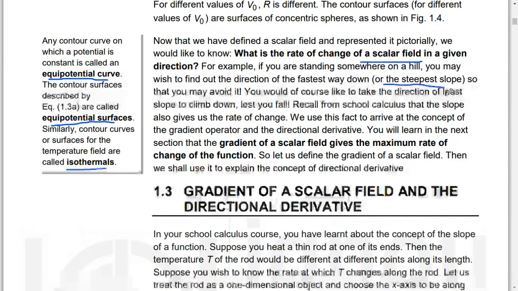You will learn in the next section that the gradient of a scalar field gives the maximum rate of change of the function. So let us define the gradient of a scalar field, then we shall use it to explain the concept of directional derivative.